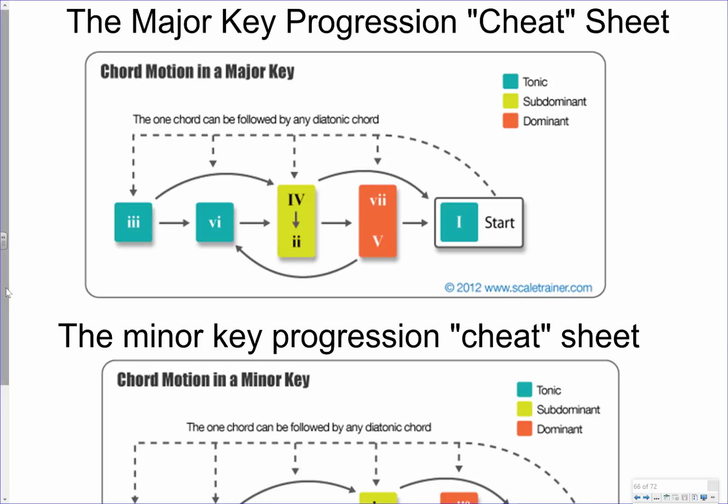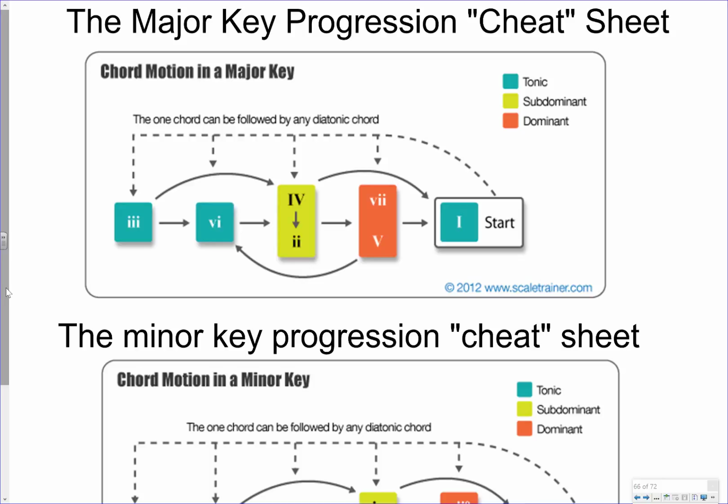So I call this the major key progression cheat sheet. So the first figure here is chord motion in a major key. So the 1 chord, we know, can be followed by any diatonic chord. So you can start out on 1 and you can go wherever you want. To make your harmonic progression longer, you could start out on the 1 chord, and you could even do the 1/6 chord before you travel to a different Roman numeral.